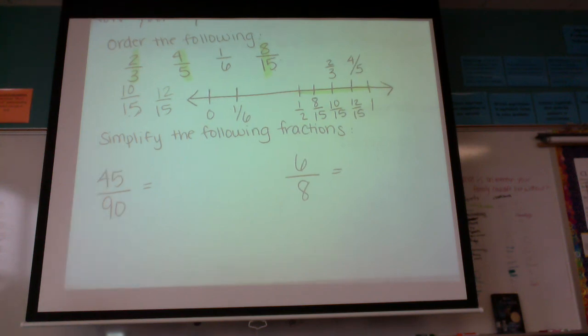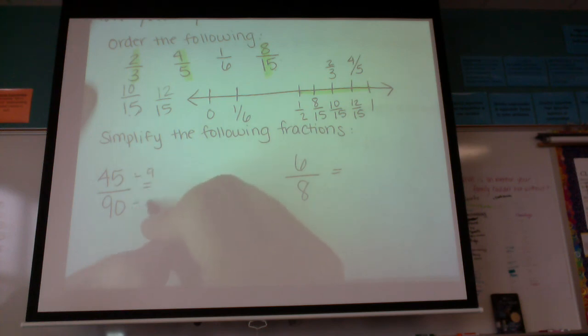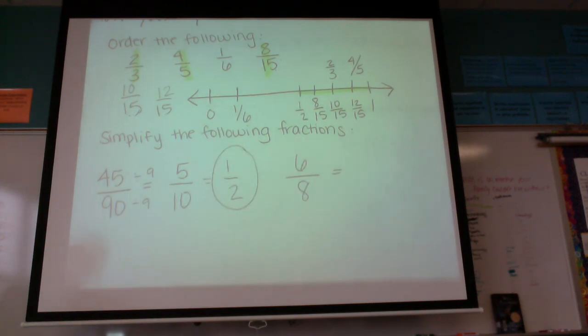45/90. Well, I can divide both of those by 9. That's going to give me 5/10. Oh, I know 5/10 is a half. Divide those both by 5. Or I could have seen at the beginning that 45 is half of 90. 6/8, I can divide both of those by 2. So that's going to be 3/4.